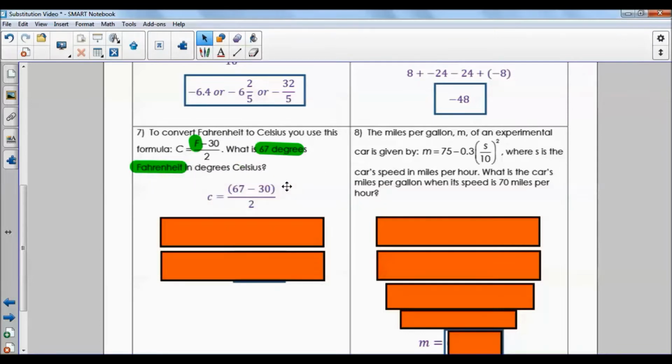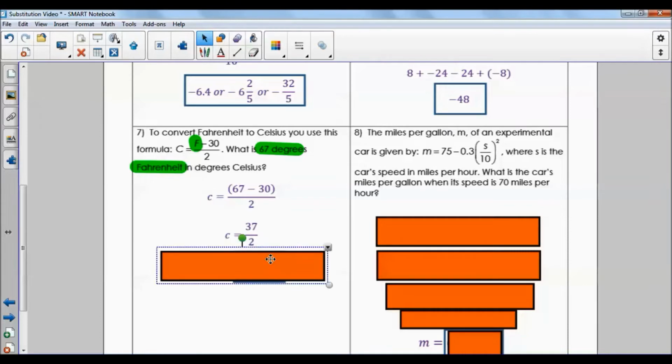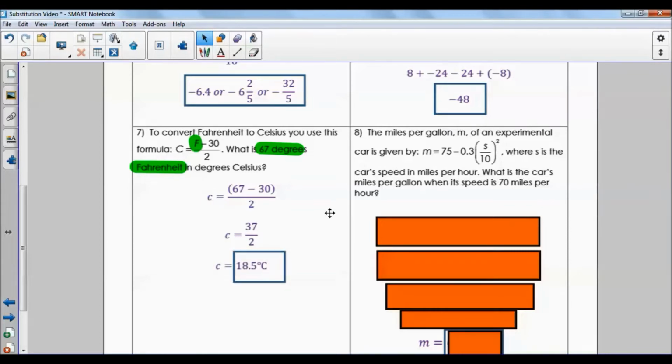So I just rewrote my problem, and I did 67 on the top minus 30 divided by 2. 67 minus 30 is 37 divided by 2. And then divide it, and you get 18.5 degrees Celsius. Not too hard, right? Okay, last one, same sort of thing.